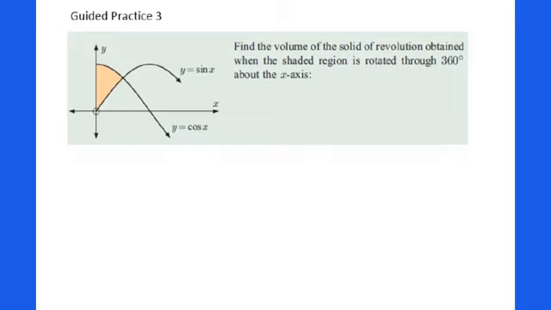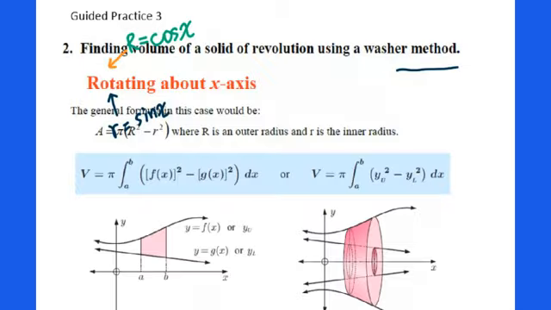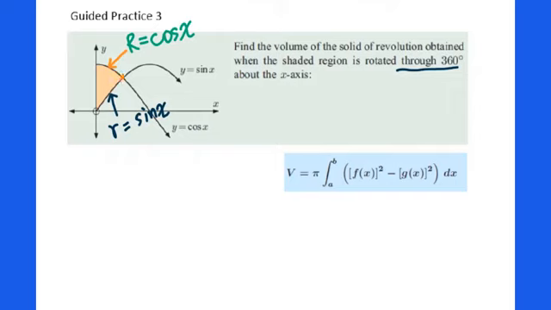Find the volume of the solid of revolution obtained when the shaded region is rotated through 360 degrees about the x-axis. First of all, you need to figure out the outer radius. That will be capital R equals cosine x. The inner radius will be lowercase r equals sin x. Since we have two functions, you have to figure out this intersection. We know sin x equals cosine x when x equals pi over 4, which means 45 degrees. So this point will be pi over 4.